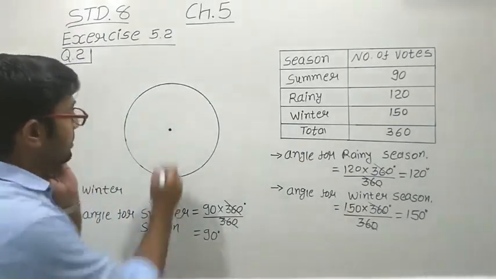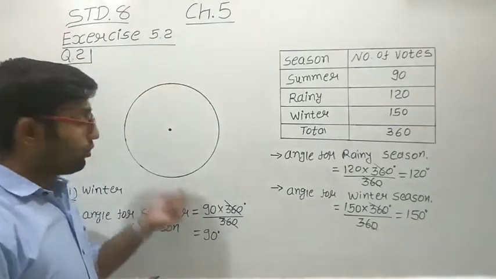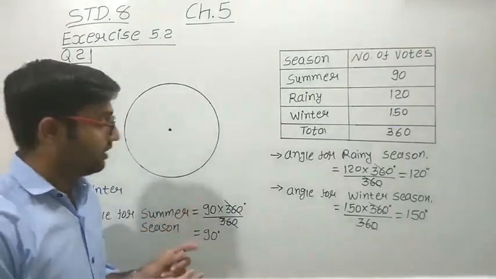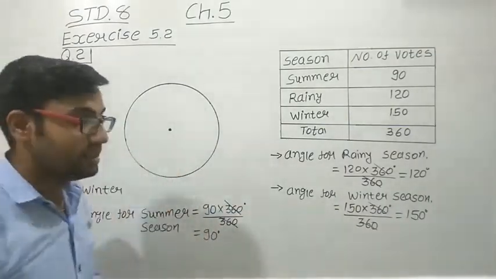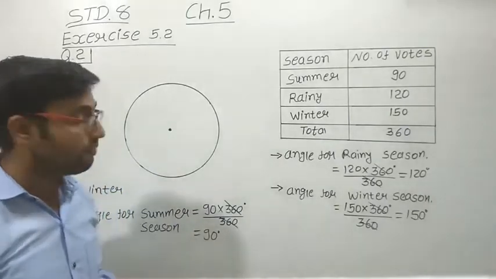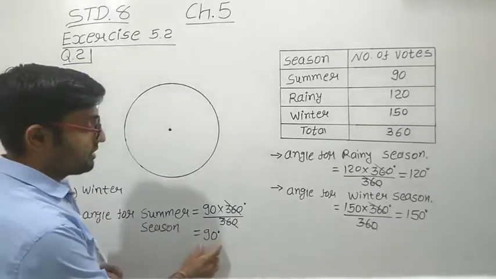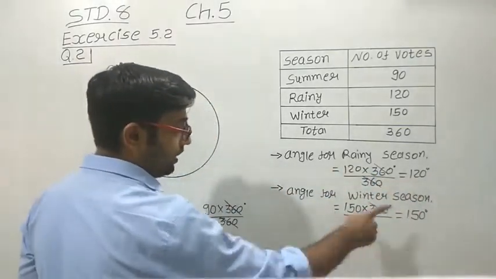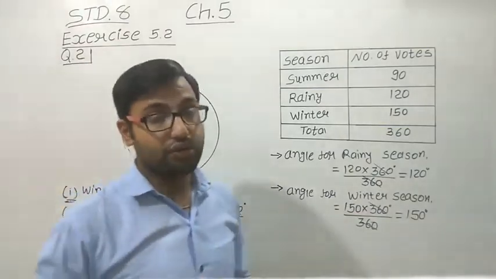Right? So here we have the center. First of all, we have to draw a circle. Do not draw the circle by taking a small radius. Take some larger radius and draw the circle so that it is easy to see the graph. Now here we have all the angles. The angle for the summer season is 90°, the angle for the rainy season is 120°, and the angle for the winter season is 150°. So from where do we have to start?